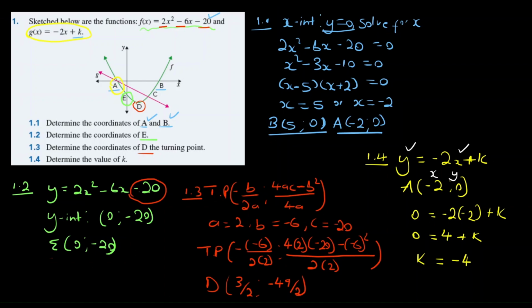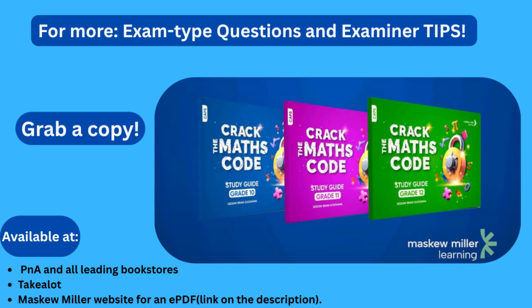So we've calculated the coordinates of A, the coordinates of B, the coordinates of E, and the turning point D, and we've determined the value of k.